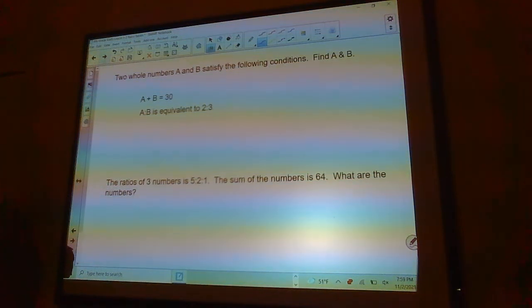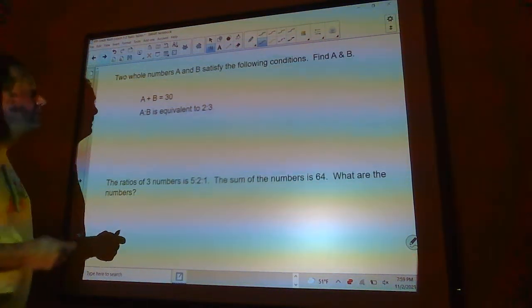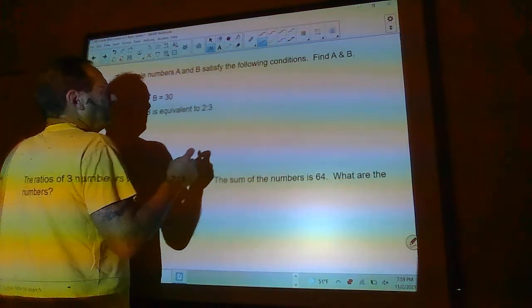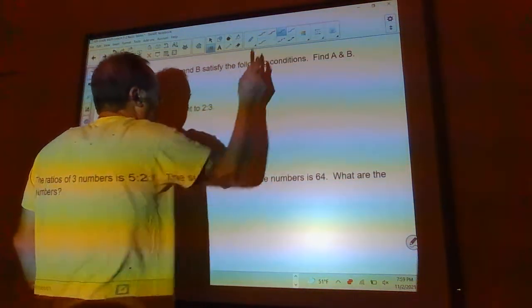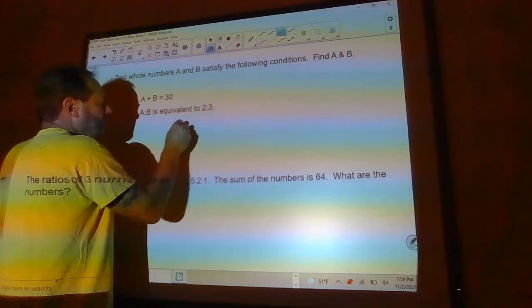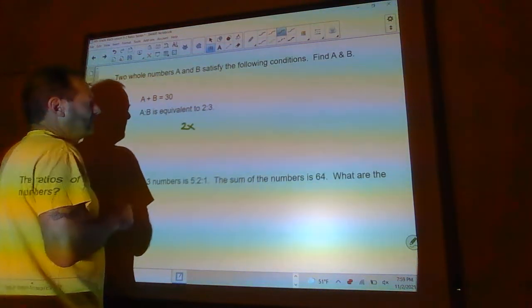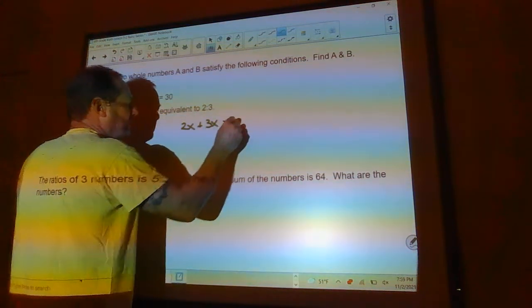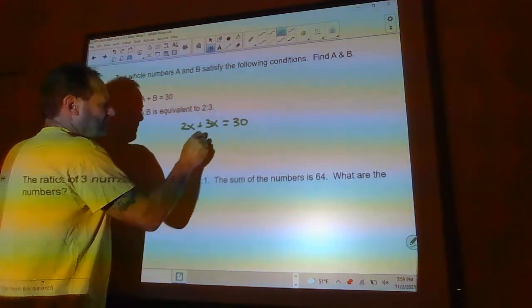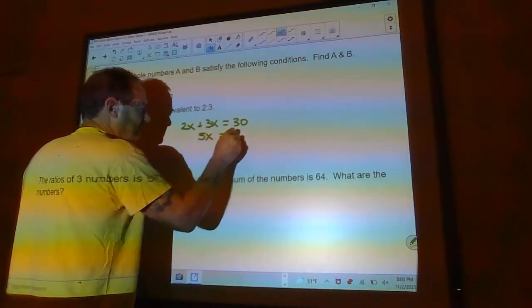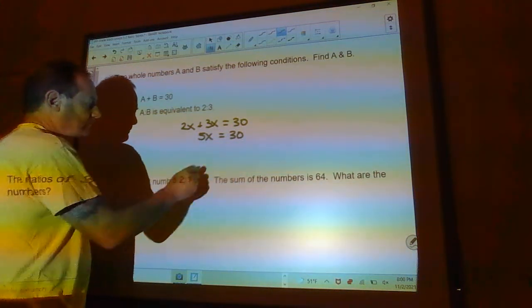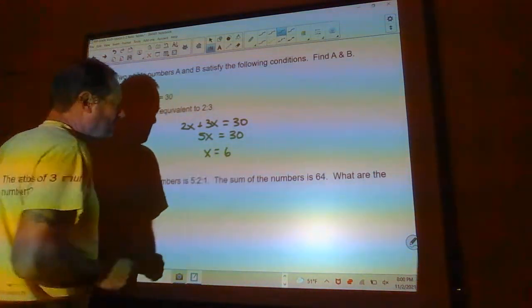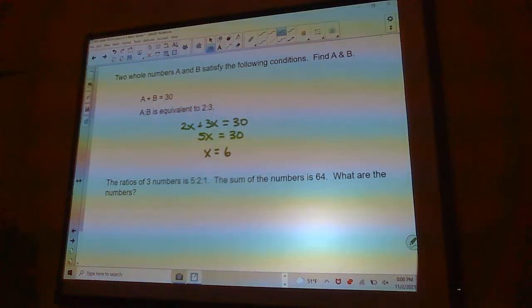So, my ratio is 2 to 3, and I need a total of 30. So, here's the way I would do this. I would say I got 2 of something plus 3 somethings equals 30 somethings. So 5 somethings is 30. And so x is 6.